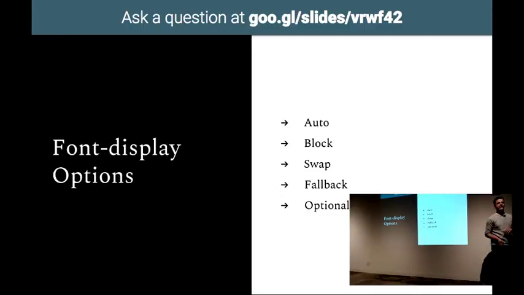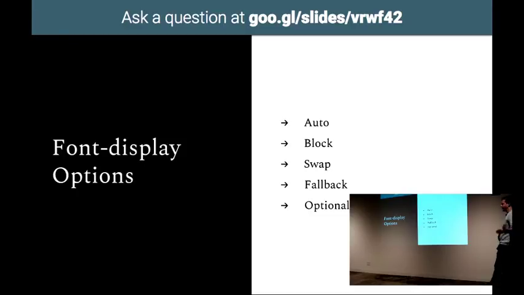And finally, optional. This one is just like fill or kill. The font is great, but if we can't get it in 100 milliseconds, forget about it. It'll try to download your font for 100 milliseconds. If it doesn't have it, it just abandons it altogether and shows you the fallback. So this gives you a lot of control over how the browser is actually dealing with this.